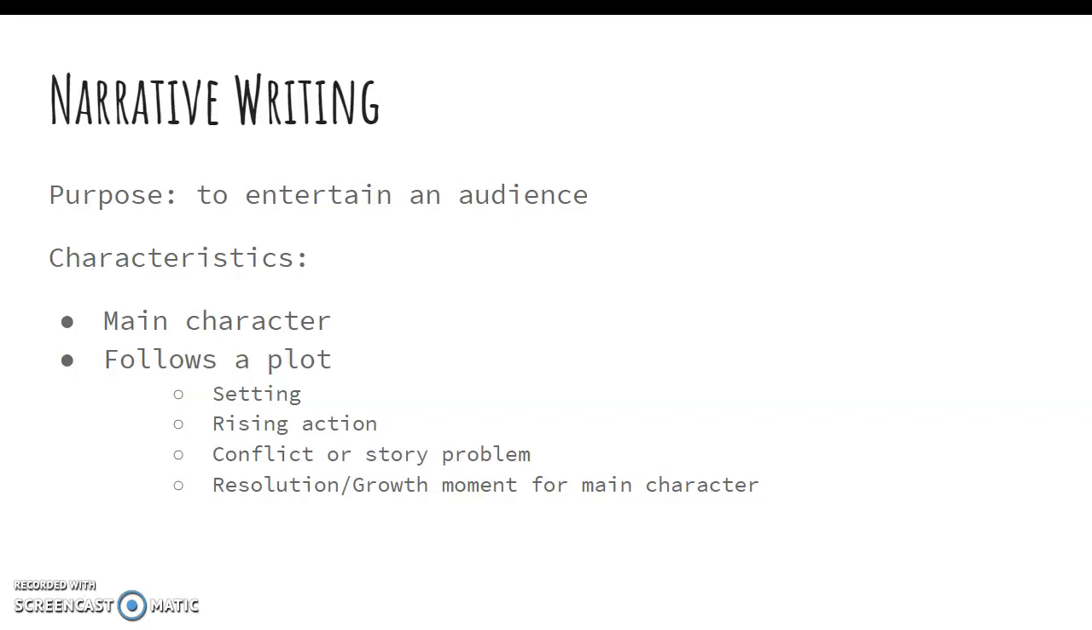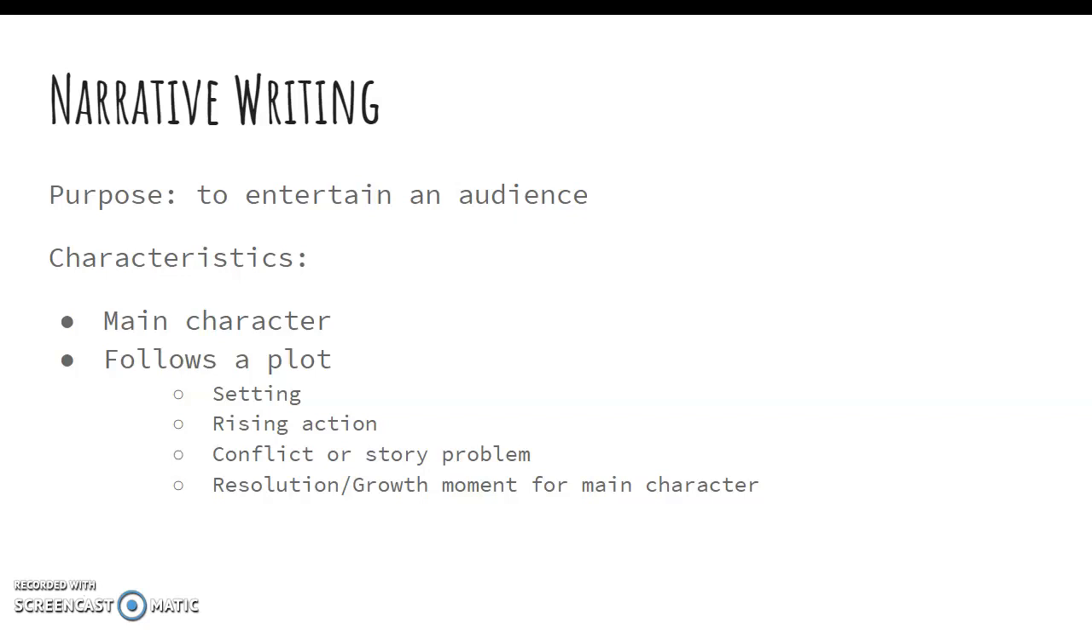In a narrative, the purpose is solely to entertain an audience. And there are actually 2 different types of narratives that we're going to get into later. But mainly all narratives have some similar characteristics. They usually have a main character, whether that is the person who's telling the story, like in a first-person point of view, or a narrator who's telling the story about characters. There is a main character, a protagonist that we're following.